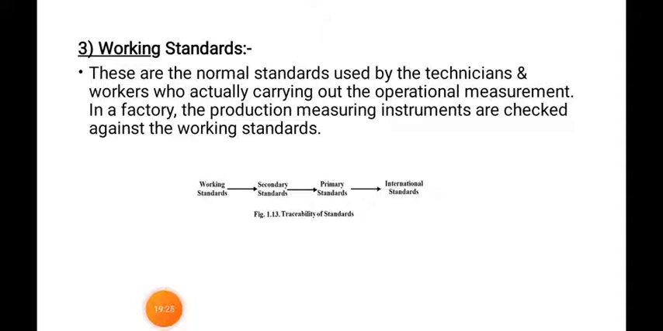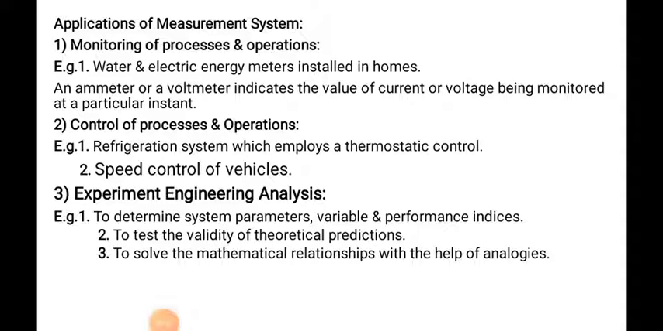Next topic we will study is the applications of measuring instruments. I think we studied this in the last lecture also. First is the monitoring of a process and operation. In that, water and electric energy meters are installed in homes. We know that everyone's house has a water and electric meter installed. You have seen that an ammeter or voltmeter indicates the value of current or voltage being monitored at a particular instant.